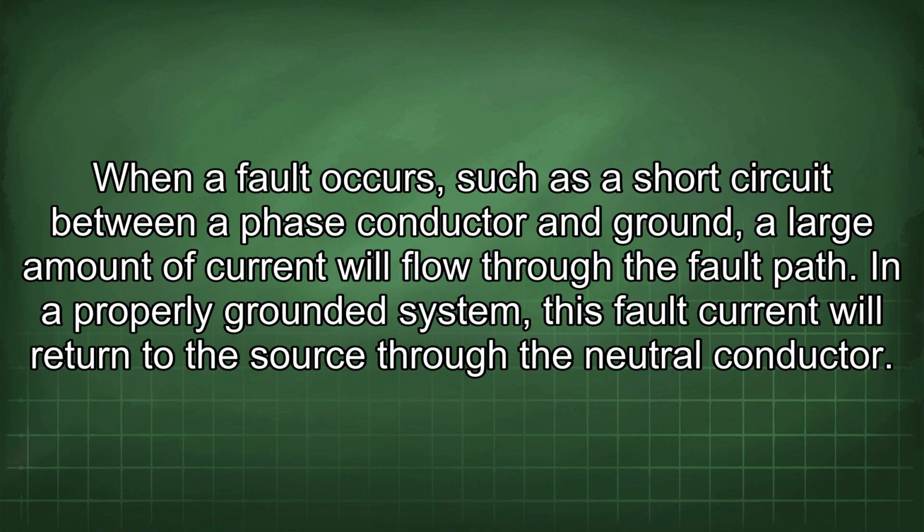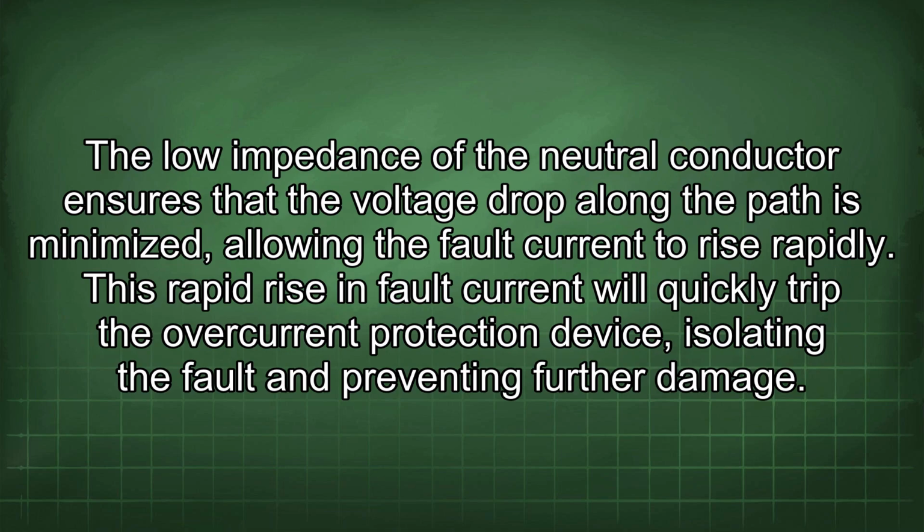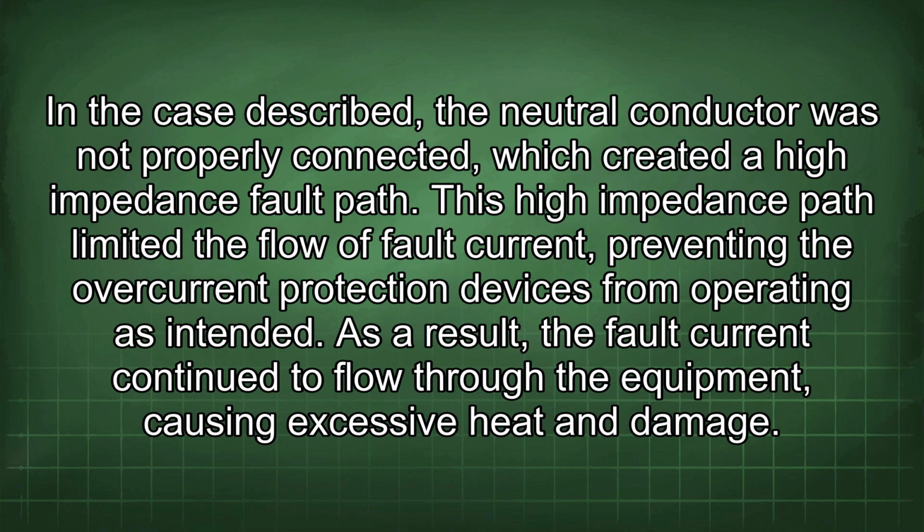In a properly grounded system, this fault current will return to the source through the neutral conductor. The low impedance of the neutral conductor ensures that the voltage drop along the path is minimized, allowing the fault current to rise rapidly. This rapid rise in fault current will quickly trip the overcurrent protection device, isolating the fault and preventing further damage. In the case described, the neutral conductor was not properly connected, which created a high impedance fault path. This high impedance path limited the flow of fault current, preventing the overcurrent protection devices from operating as intended. As a result, the fault current continued to flow through the equipment, causing excessive heat and damage.